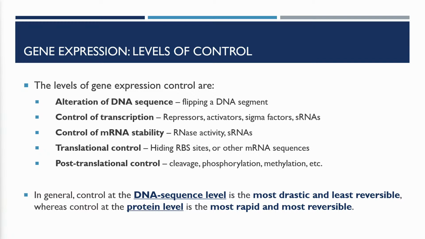So the important thing here is that control at the DNA sequence level is the most drastic and the least reversible. If you have a mutation in the DNA sequence, it's going to be really hard to revert it back to its native state because the genetic code is being disrupted. And control at the protein level is more rapid and most reversible because the genetic code has been maintained already in the DNA.